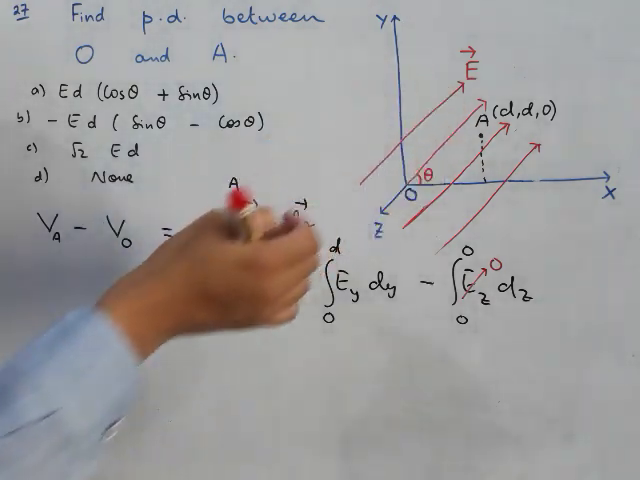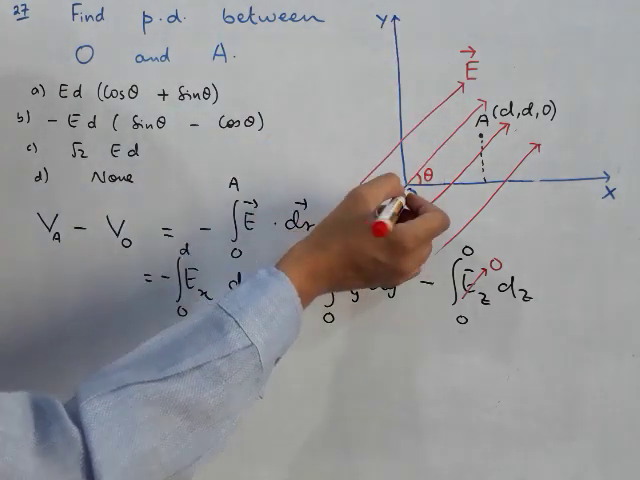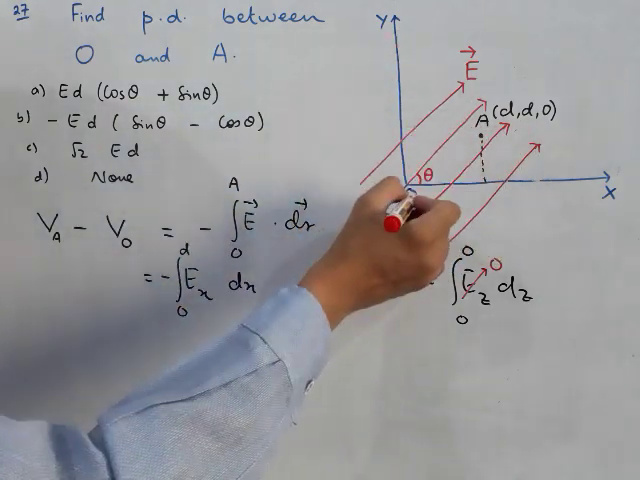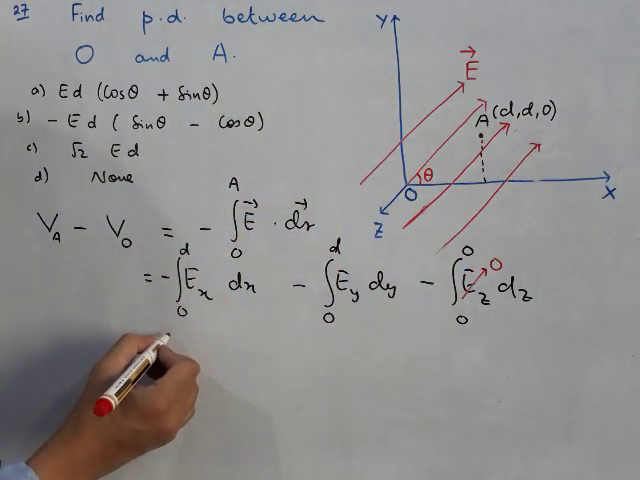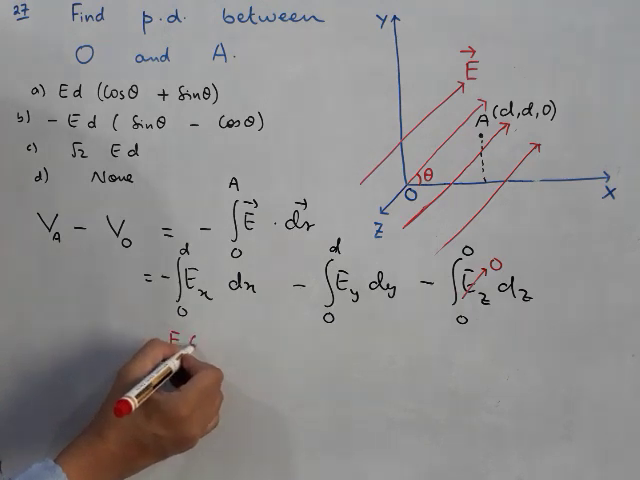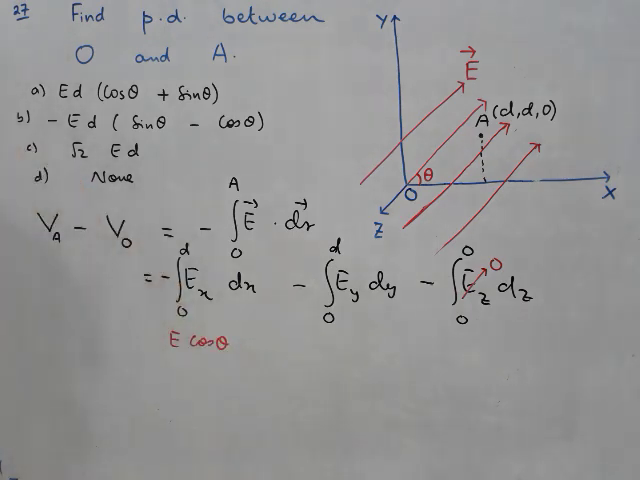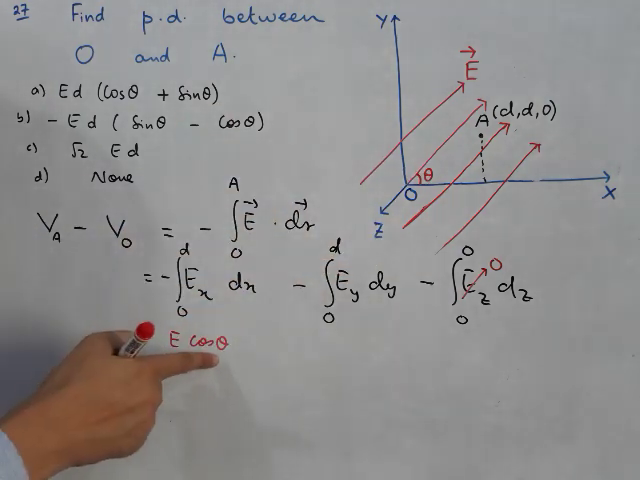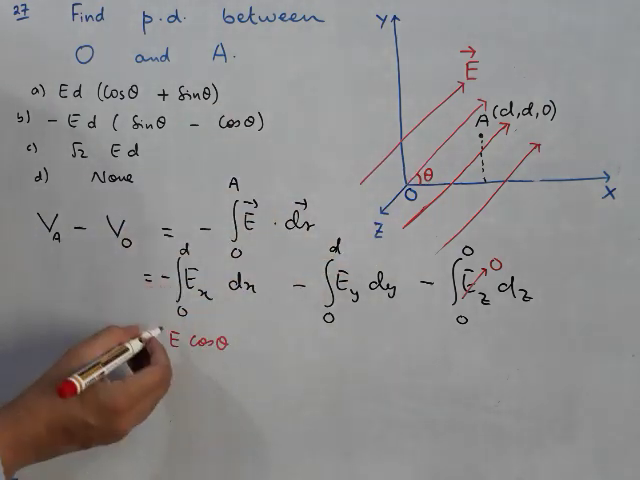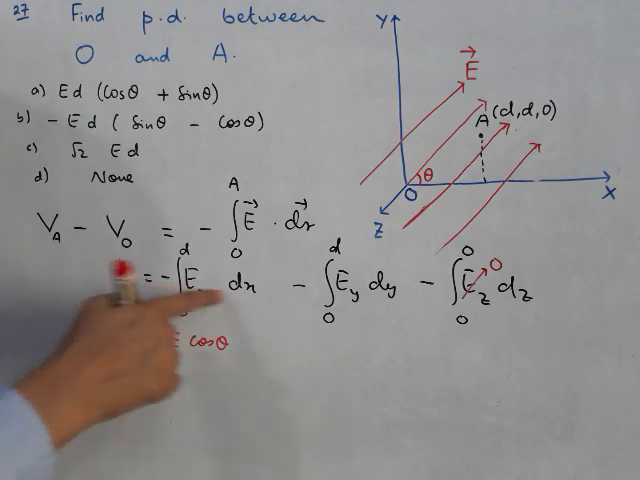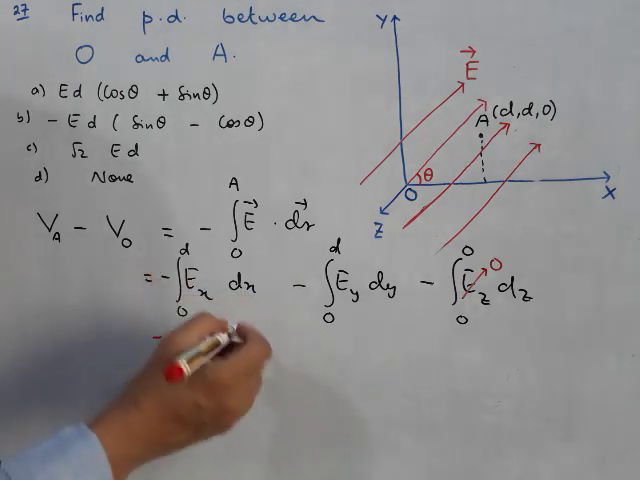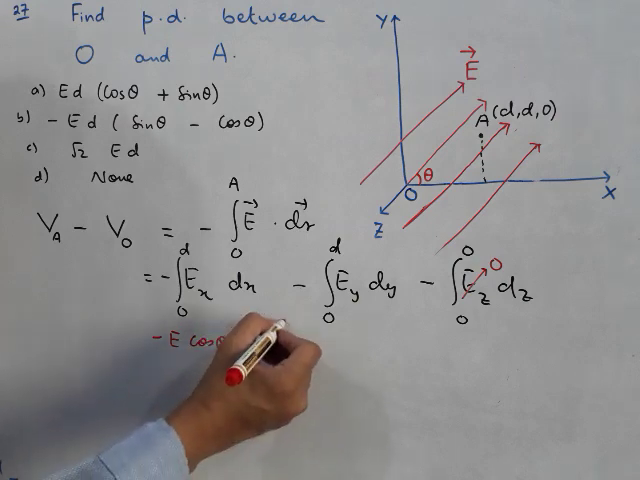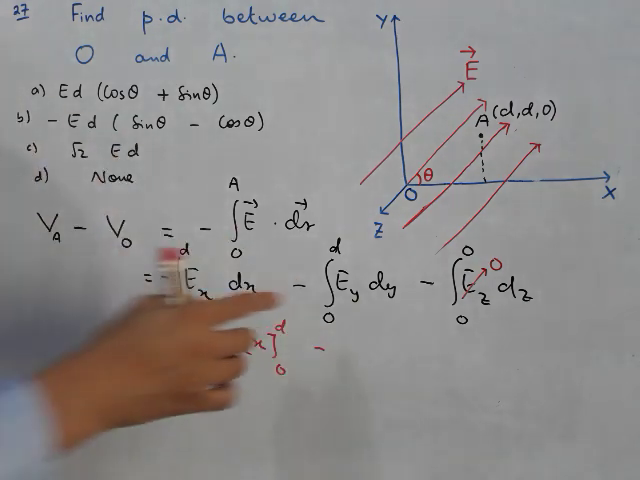What will be Ex? Ex is the x component of the electric field. The electric field makes angle theta with the x axis. So this x component will be E cos theta. So Ex will become E times cos theta. And that is a constant because theta is constant and E is also constant. So we can take it out of the integration. This minus sign will be there. Now integration dx will be left. What is integration dx? It is x. And the limits are from where to where? 0 to d.